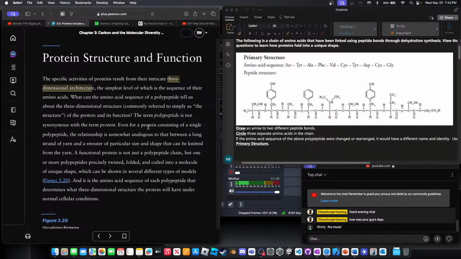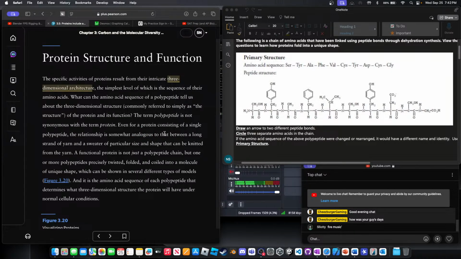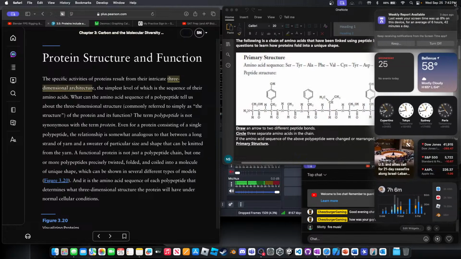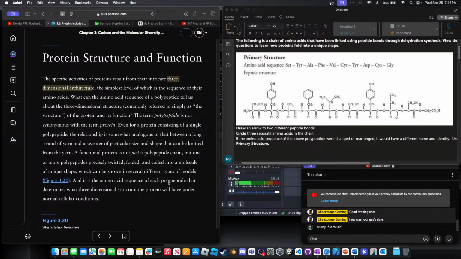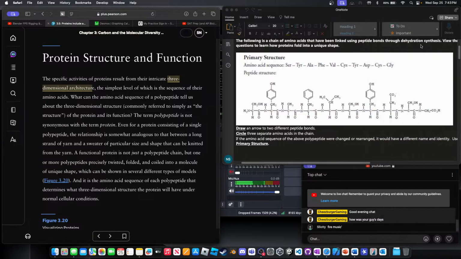I don't know what that says. Let's actually look it up right now. Look up colors. What? We're just going to ignore that. We'll start studying for the SAT in about 20 minutes. Okay.